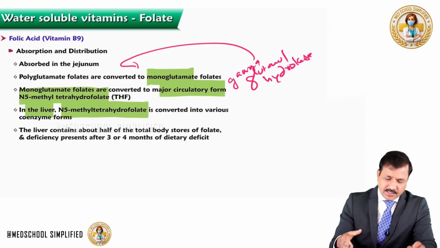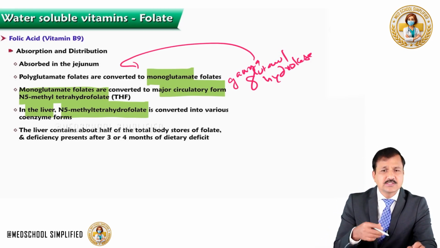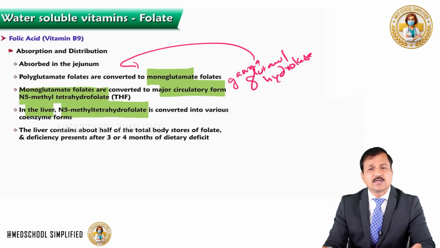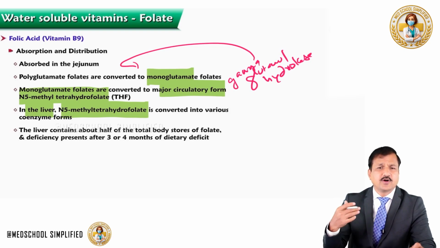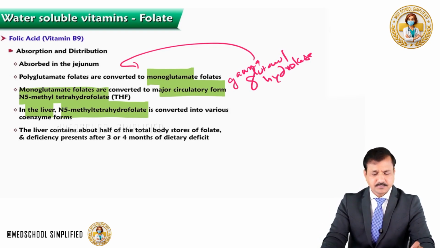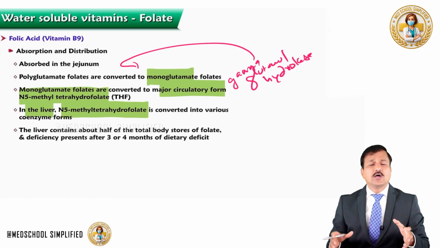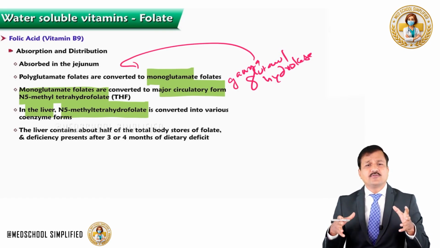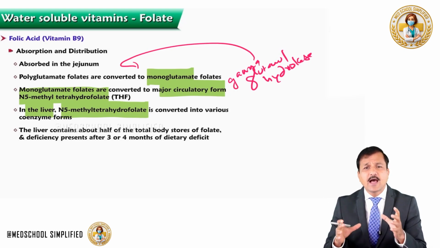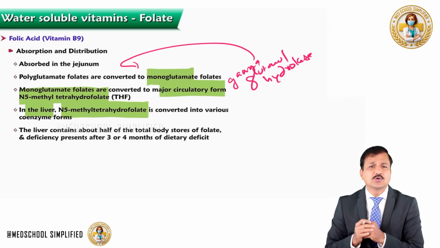Once released by the liver, this N5-methyl tetrahydrofolate can be converted into various other coenzyme forms. There are different forms of folate derivatives. We are going to see that as we move on. Since the liver is the organ that absorbs most of this folate and stores it as N5-methyl tetrahydrofolate, the liver contains about half of the total body stores of folate.